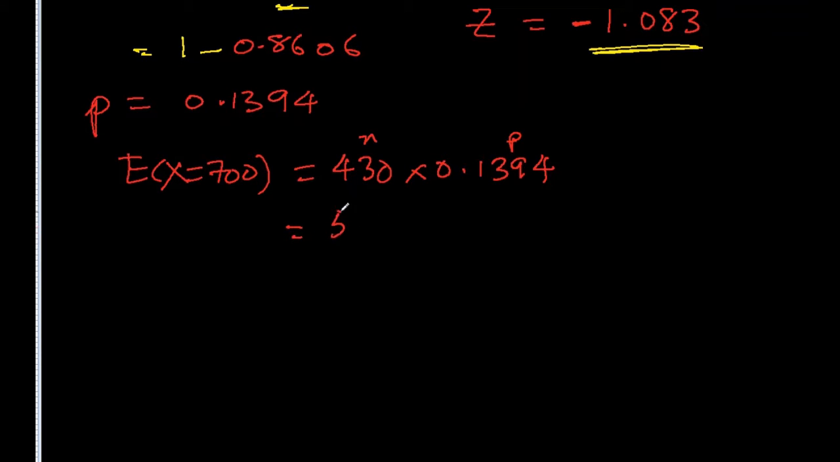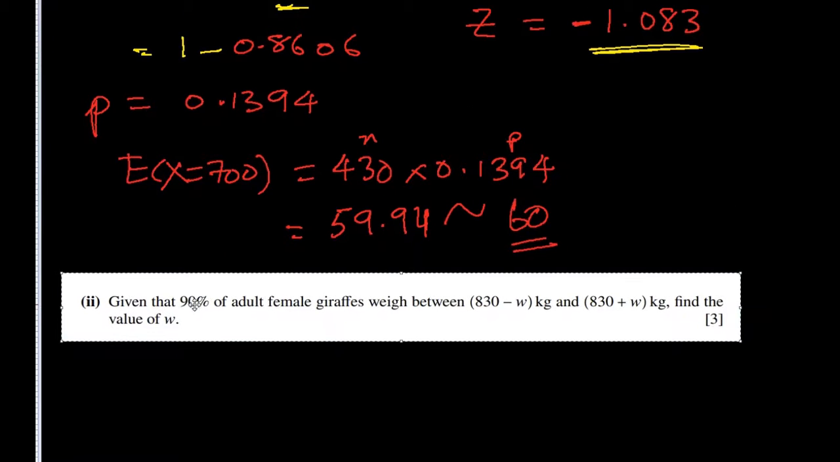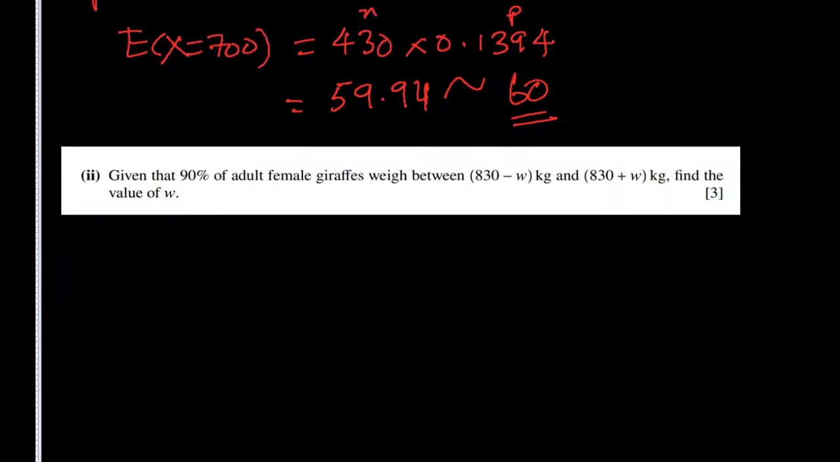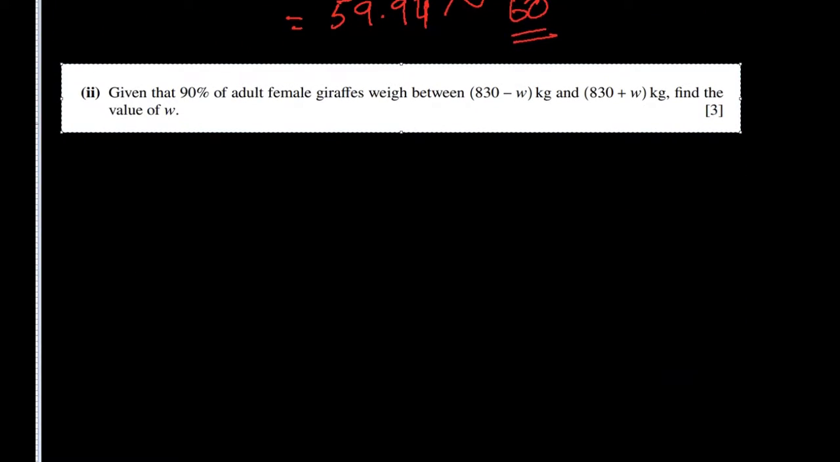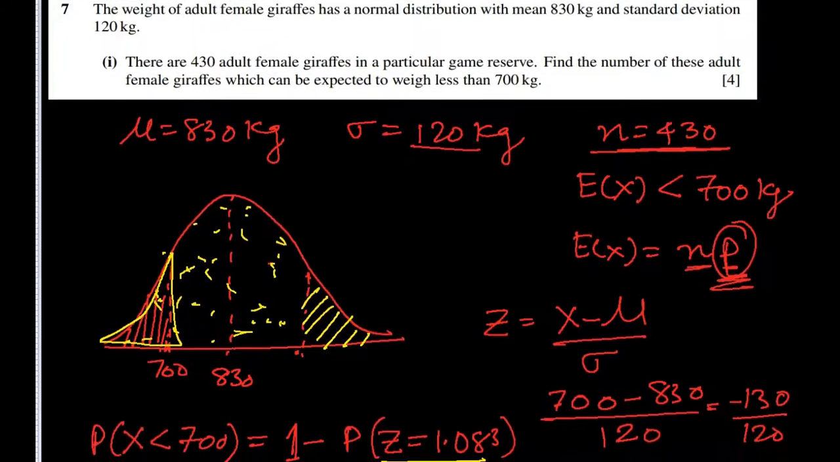Okay, so the answer I got was 59.94, because the number of giraffes cannot be in decimals, so we'll write it as 60 giraffes. Part 2 of the same question. Given that 90% of adult females weigh between 830 minus W and 830 plus W, and 830, as far as I remember, is the mean.